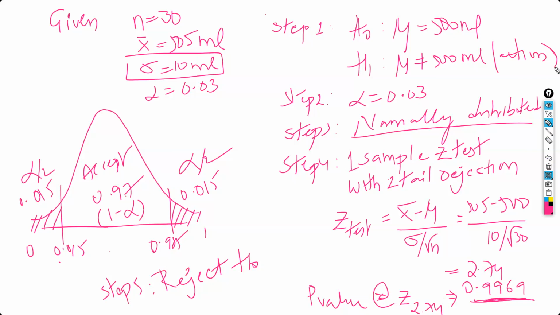If anyone has any question, you can ask. What questions are you having? On one sample Z test with left tail rejection, one sample Z test with right tail rejection, one sample Z test with two tail rejection. 3 of them. Everything is clear or anyone has any questions? Online students, could you please respond? Is that clear or any questions? Everyone?